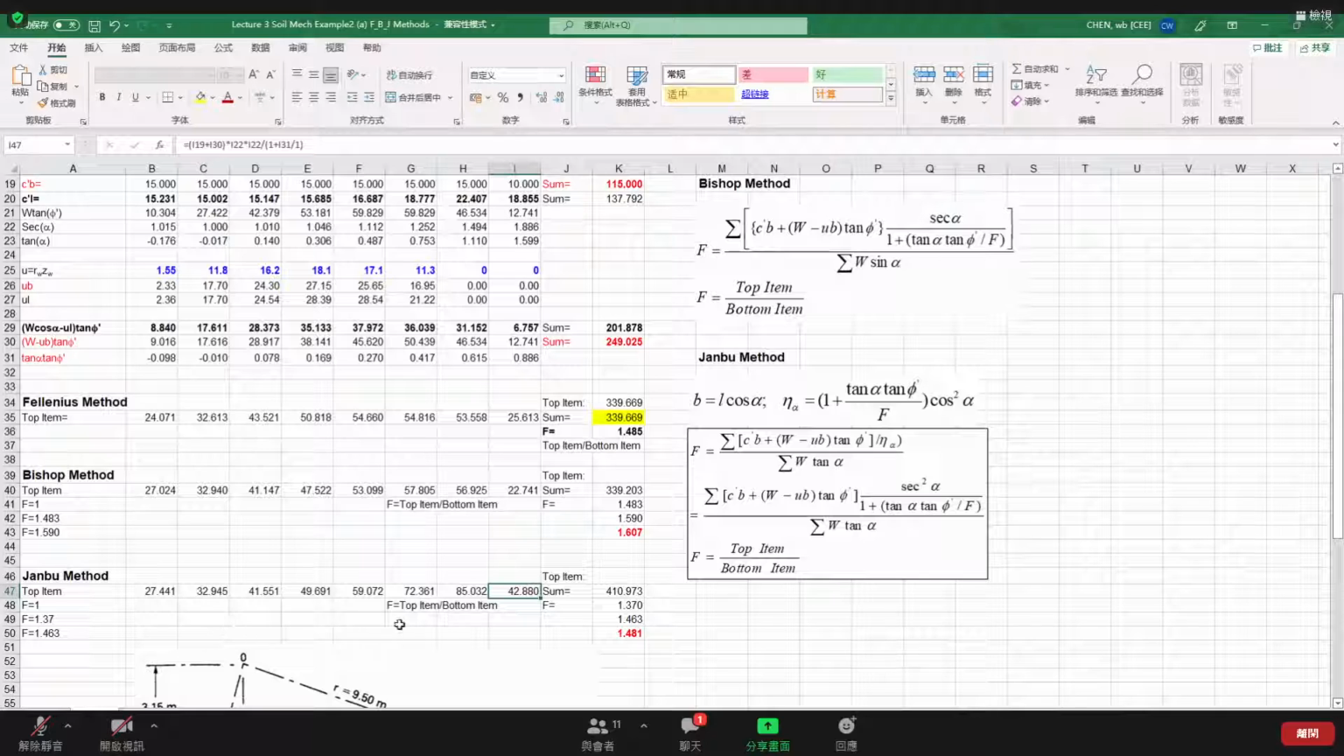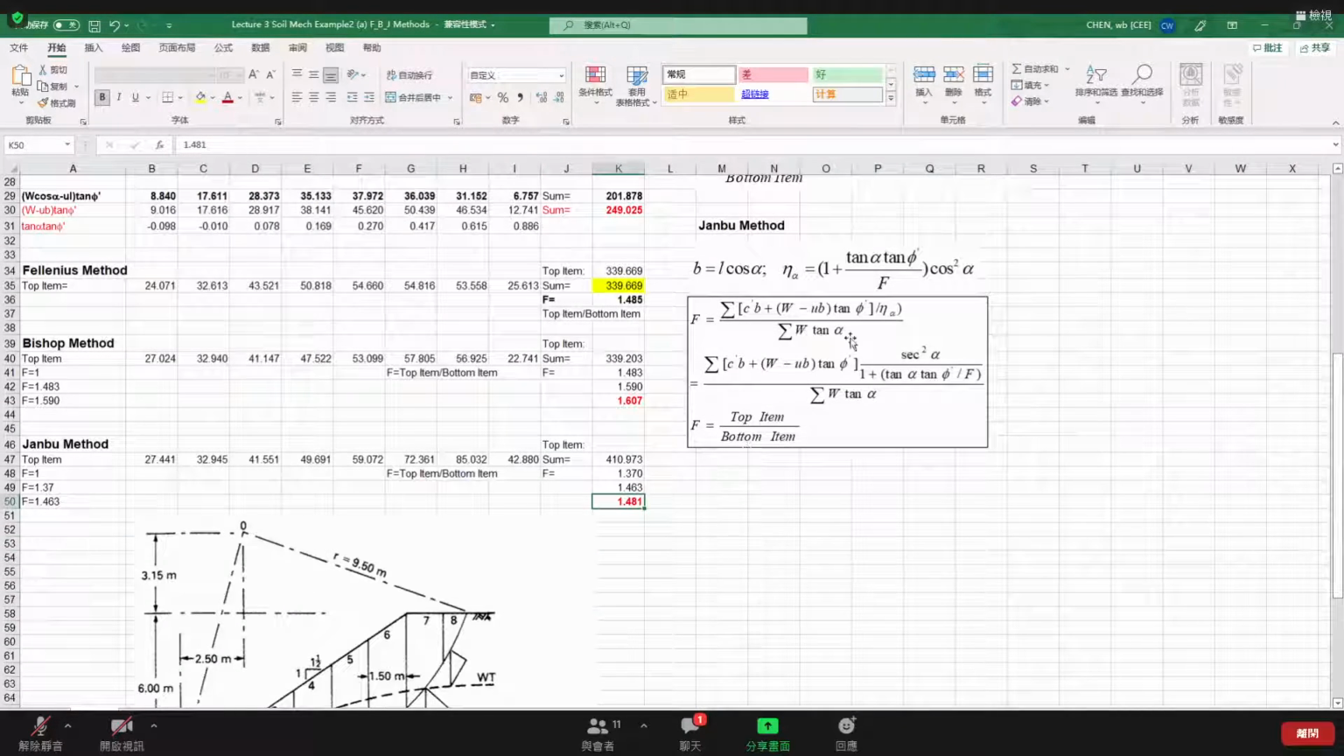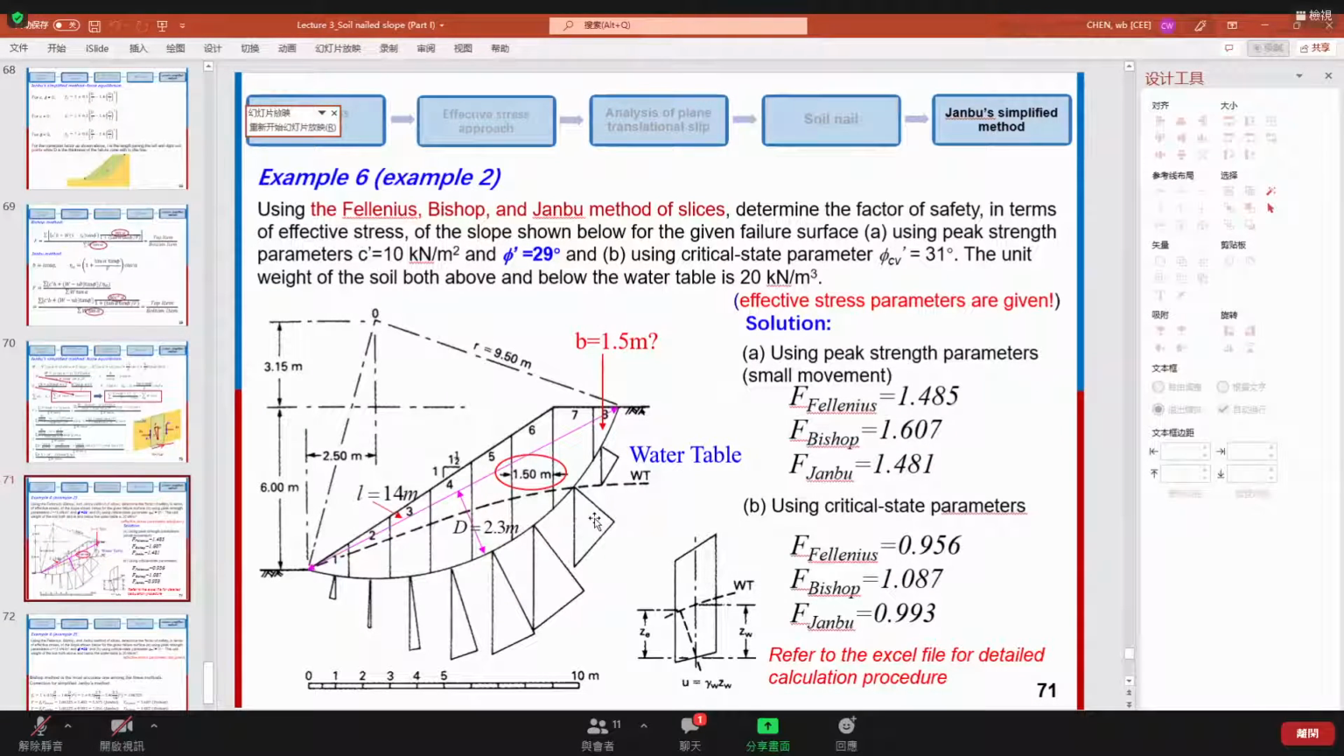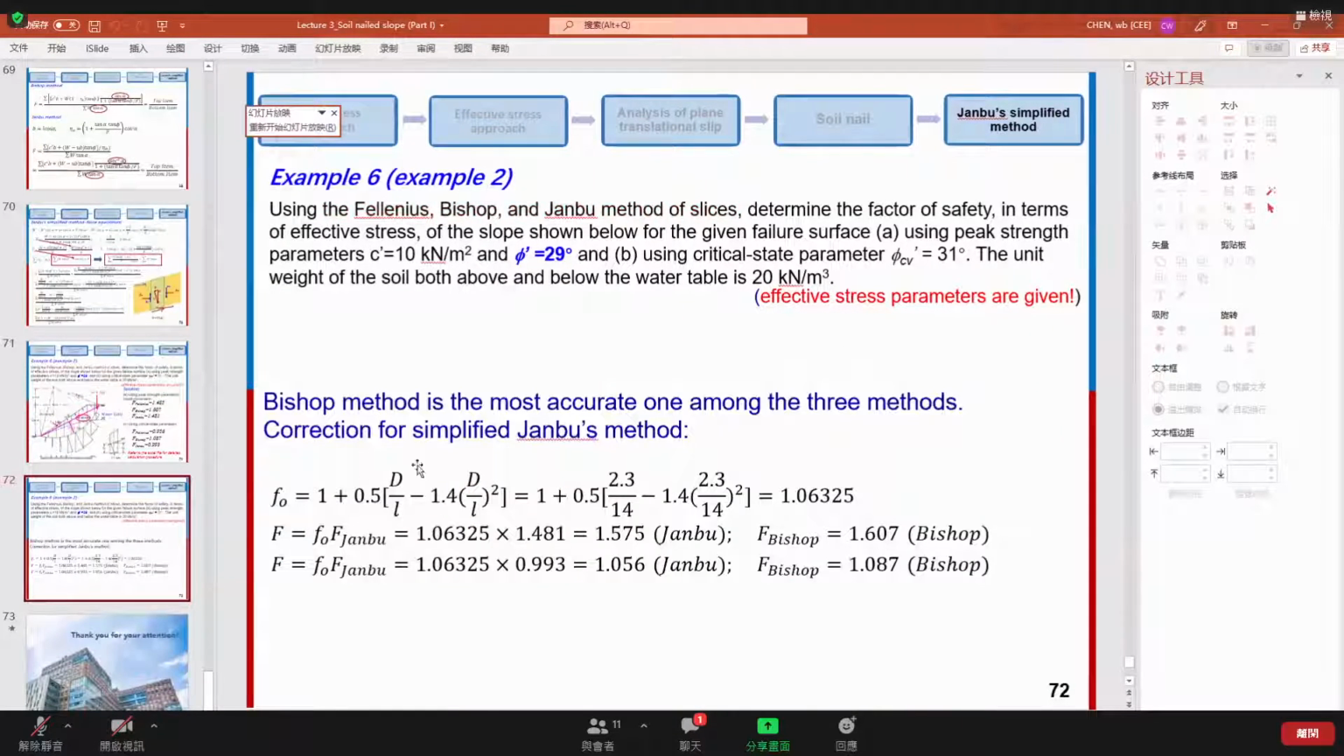After 3 iterations, we get this result. As we said, the result from Janbu's method will not be as accurate as the Bishop method, so we need to use the correction for the simplified Janbu's method. You can see the f0. f0 is the correction factor, determined by d and L.